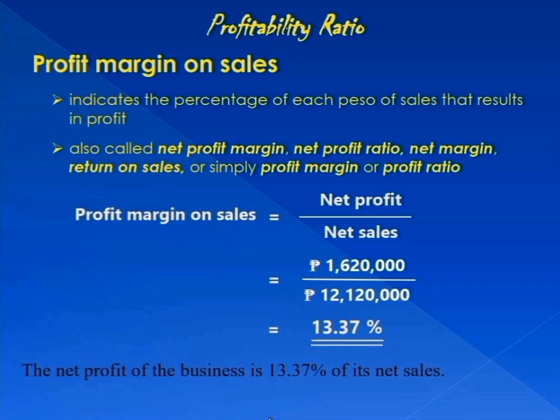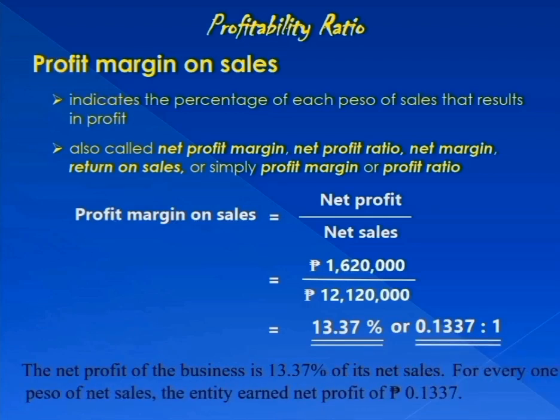Actually, we can also express our answer as 0.1337:1 and say that for every 1 peso of net sales, the entity earned net profit of about 13 centavos. To be more meaningful, this ratio for the year must be compared with that of previous years and with the ratio of competitors. Obviously, the higher this ratio, the more profitable the entity is.